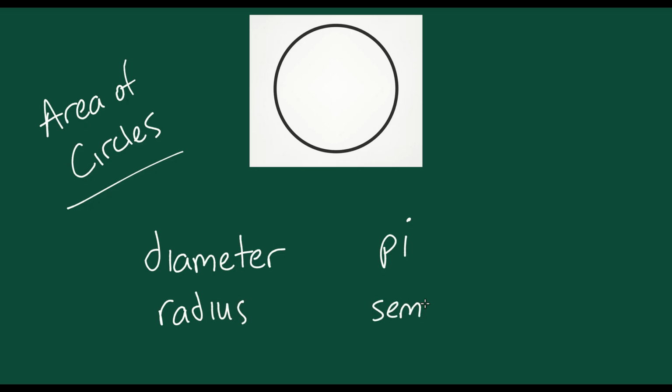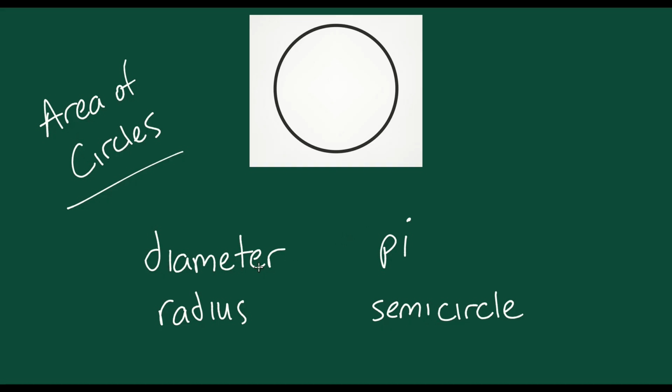Let's talk about how to find the area of circles. Today there's going to be a few words to note. I'm just going to write these out first. We have diameter, pi, radius, and semicircle. We've seen these words before, so these are not new.